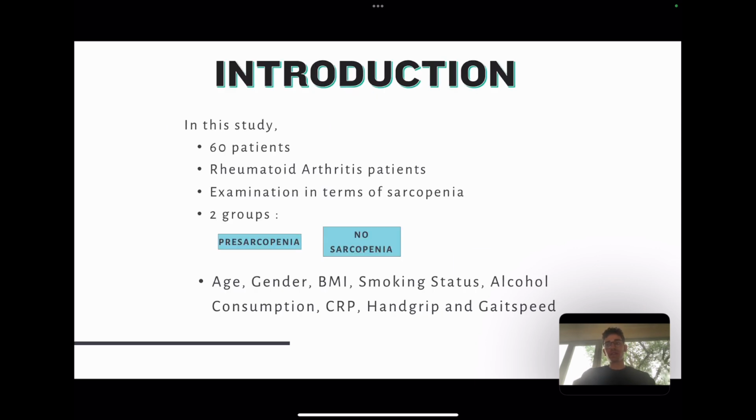In this study, we analyzed data from 60 patients with rheumatoid arthritis who were being followed in the physical medicine and rehabilitation departments. We divided these patients into two groups based on whether they had sarcopenia or not. We wanted to see how different factors like age, gender, BMI, smoking status, alcohol use, CRP levels, hand gripping strength, and gait speed differ between these groups. This helps us understand the characteristics of the patients and the possible factors linked to sarcopenia.